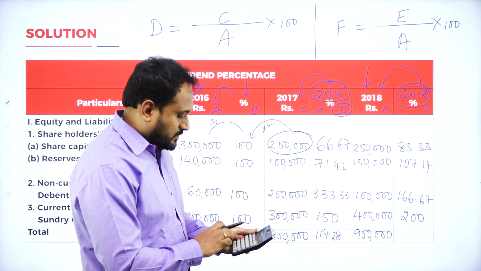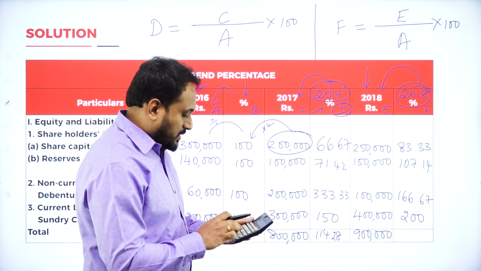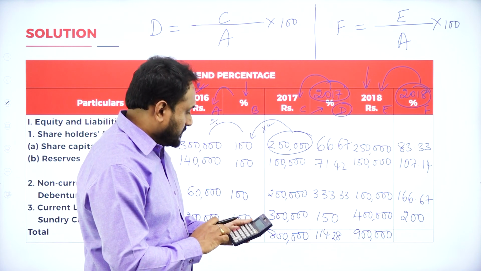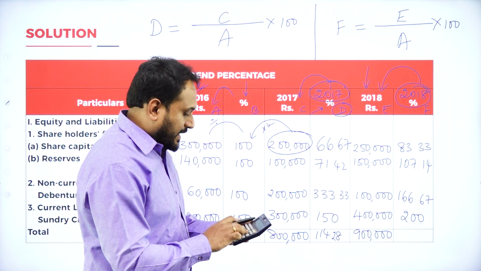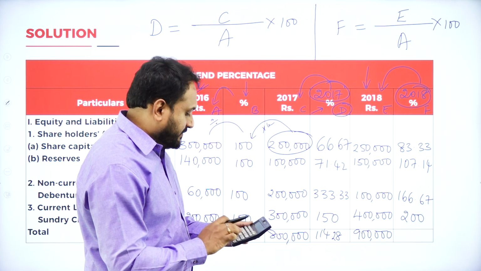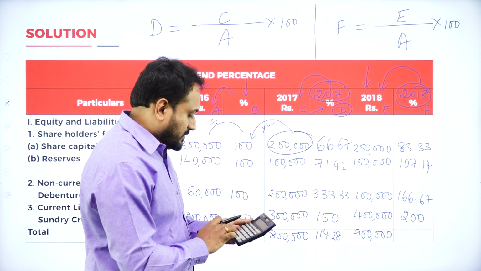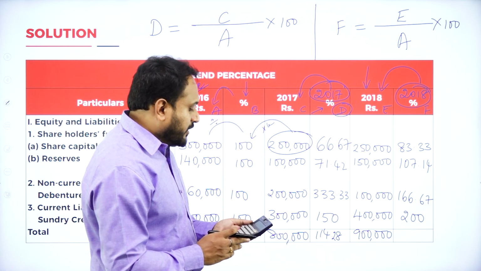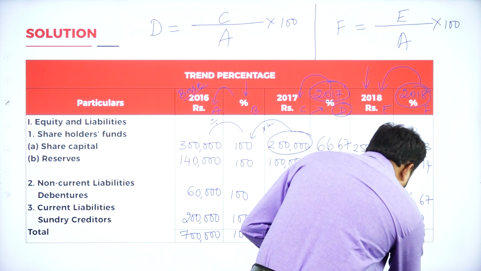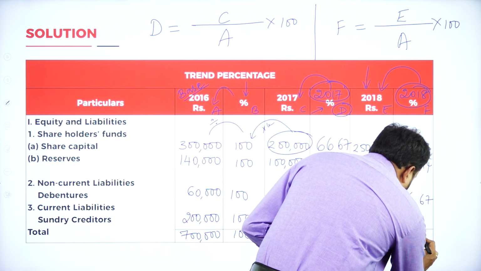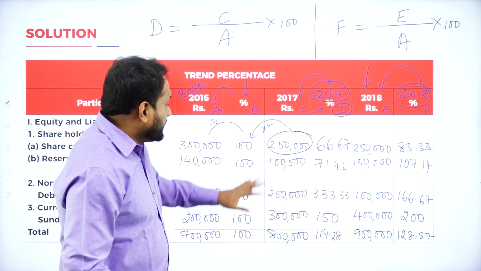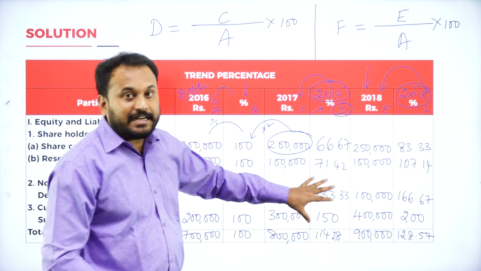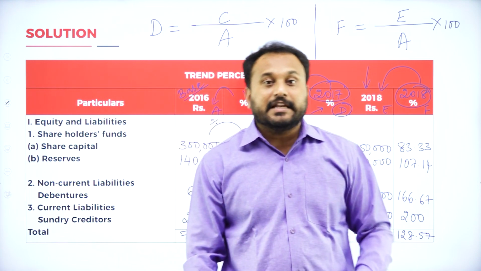Now how will you calculate this? 9,00,000 into 100 divided by 7,00,000 is 128.57. This is what we have done with the entire equity and liability.